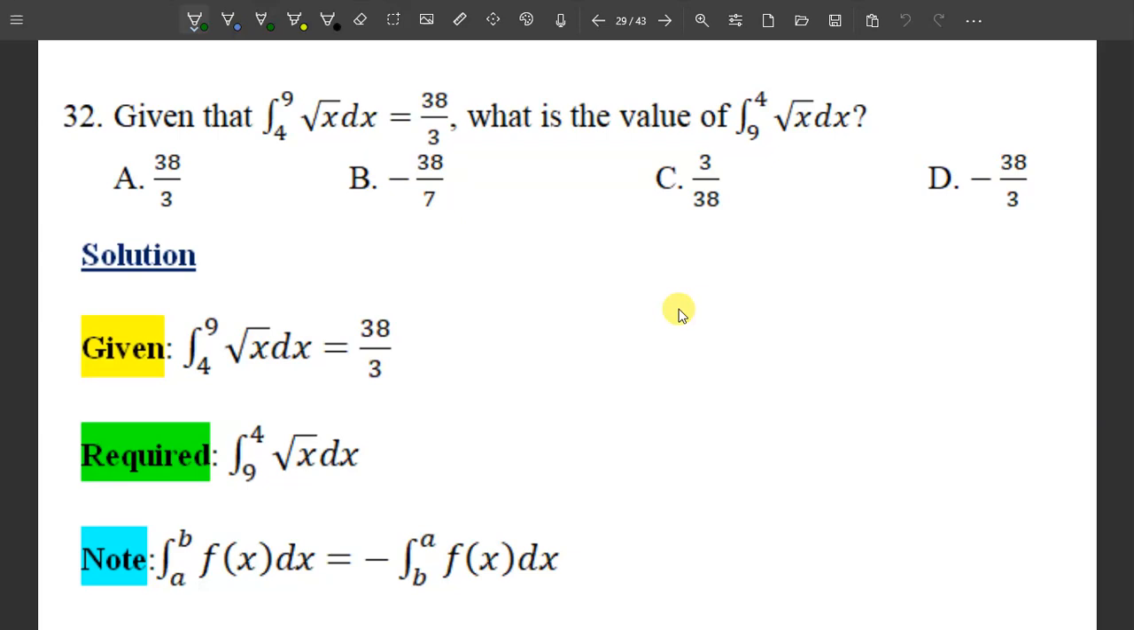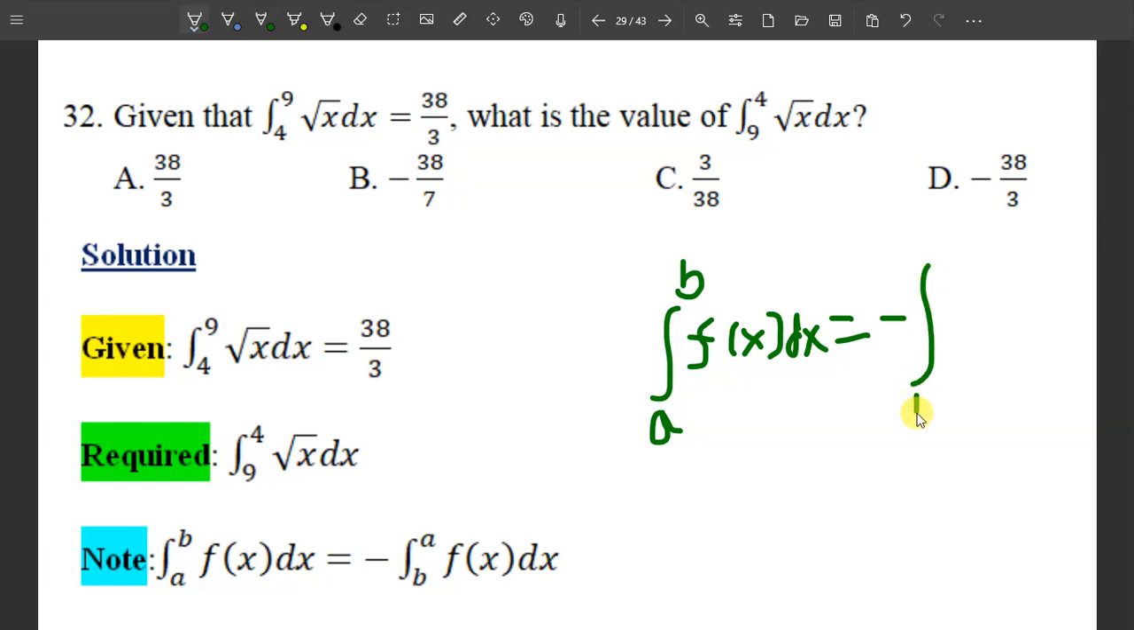Now, by the rule of integration, the integral from a up to b of f of x dx is always equal to the minus of, and this is one of the properties of the definite integral, if we interchange the limits of integration, we can rewrite this as the integration from b up to a of f of x dx. These two are always equal up to a minus sign.